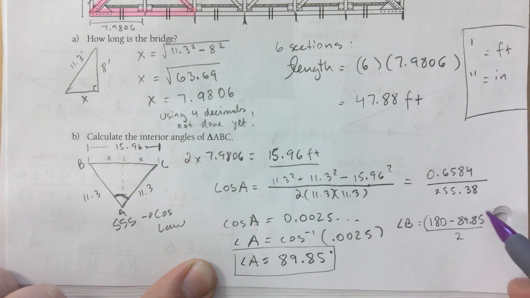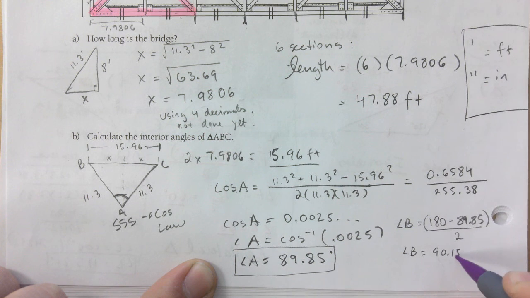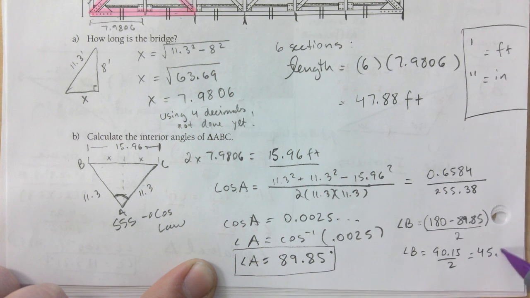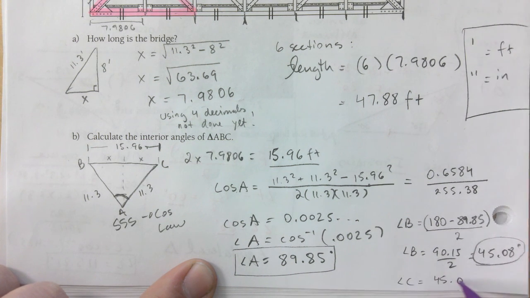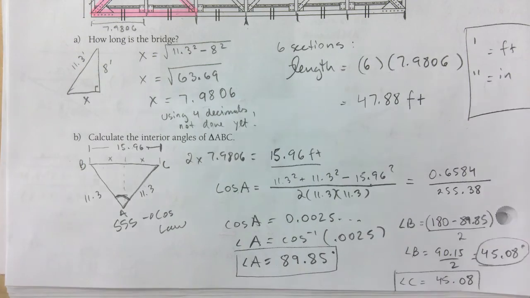But careful, this is in brackets always whenever you have that, even though it's not written. It's invisible brackets, okay? So that's 90.15 divided by 2. That is 45.08. Angle C is also 45.08. So now you found all the interior angles, A, B, and C of that triangle.